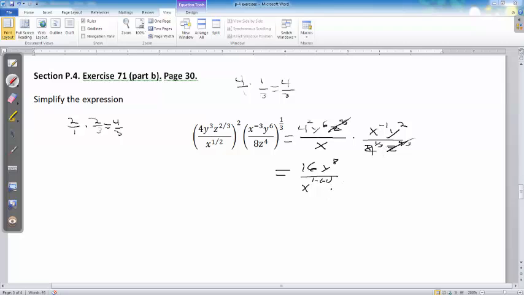Times 8 to the 1/3, that is the cube root of 8, which is 2. My final answer then should just be 8, as the 2 reduces with the 16. Y to the 8th over x to the 2.